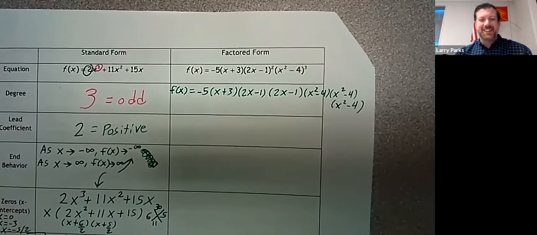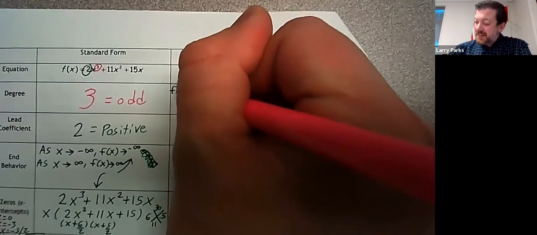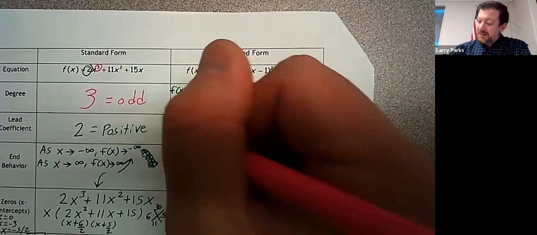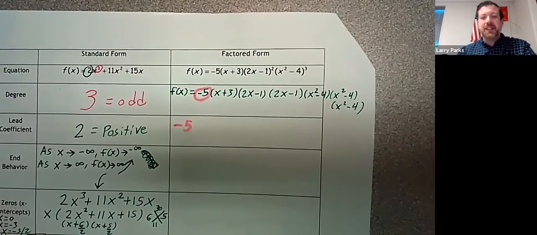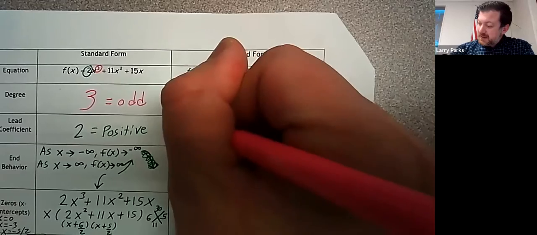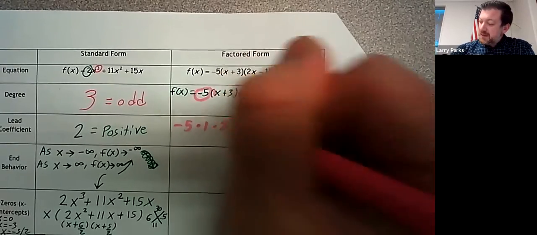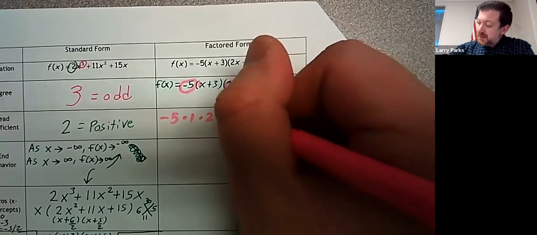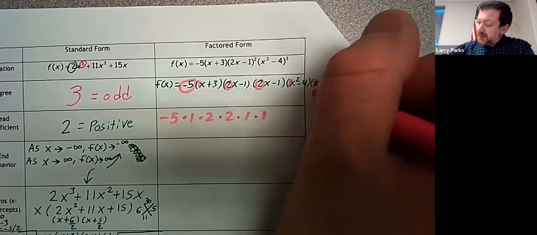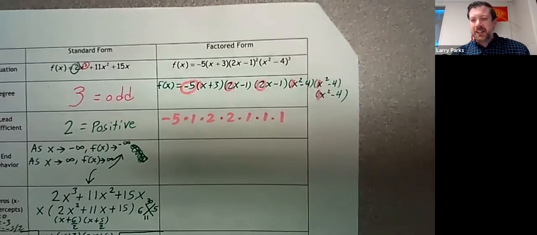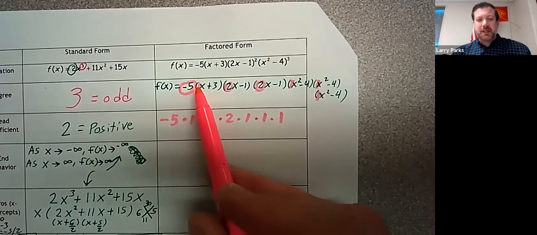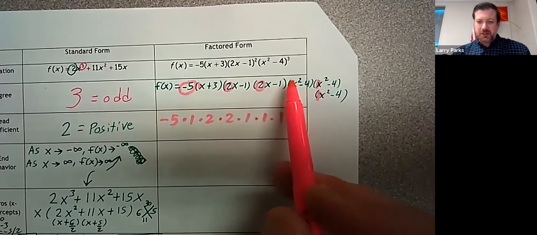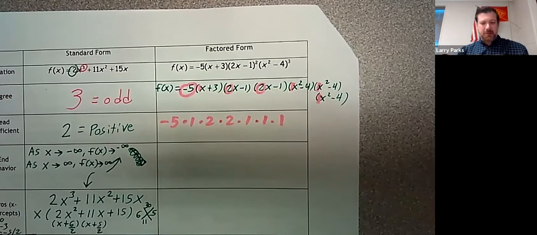I guess, so to find the leading coefficient, you would take -5. Oh, I guess we should have done the degree, but we'll go ahead and do the leading coefficient first. We'll do -5 times 1 times 2 times 2 times 1 times 1 times 1. In other words, to find the leading coefficient, you take the a term times the number in front of each x. So 1, 2, 2, 1, 1, 1. And we multiply that out.